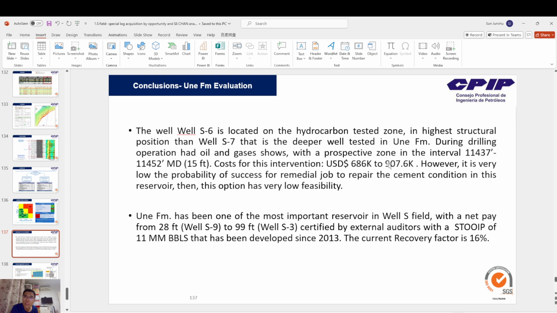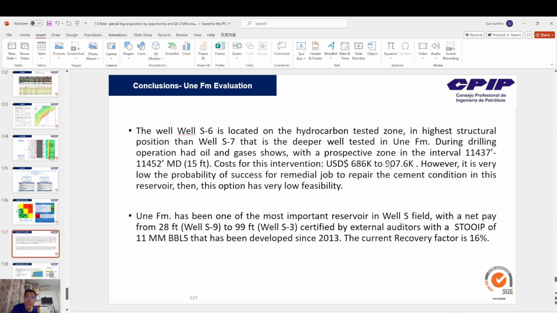Conclusion in Wuni formation evaluation. The well at S6 is located on the hydrocarbon tested zone, the highest structural position compared to the well at S7, which is the deeper well tested in Wuni formation.